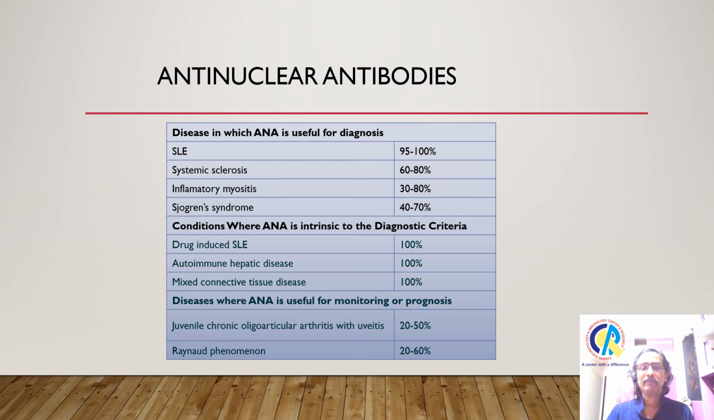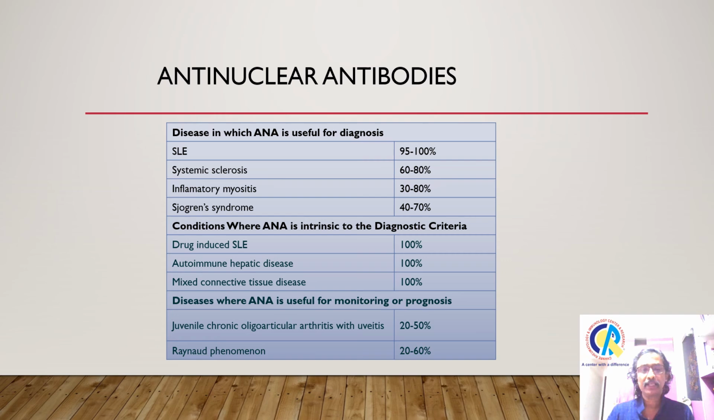So there are conditions where ANA has been used as a criterion. Usually we use ANA as one of the criteria, especially while diagnosing systemic lupus erythematosus, autoimmune hepatic disease, and mixed connective tissue disease. Here, ANA is one of the diagnostic clues to consider a possibility. In all these patients, this is 100% positive.